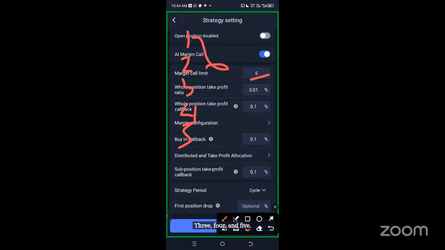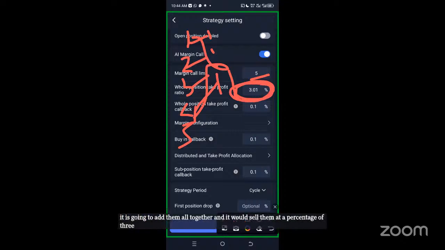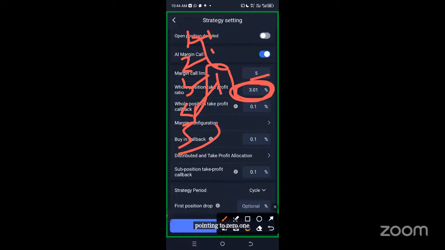The first 4 margin calls are going to be sold at 3.01%, meaning that the robot is going to add up the coins bought on the second call, the third call, and the fourth call. It is going to add them all together and sell them at a percentage of 3.01. But the fifth call is going to be sold independently.